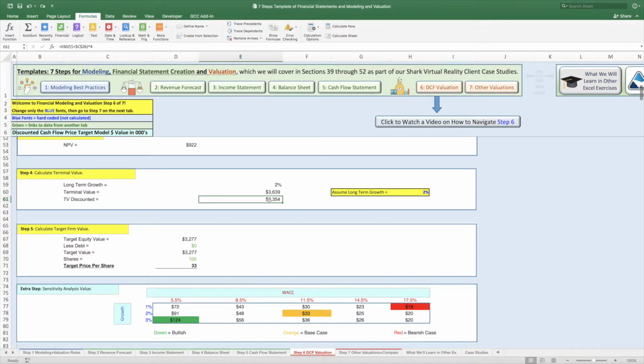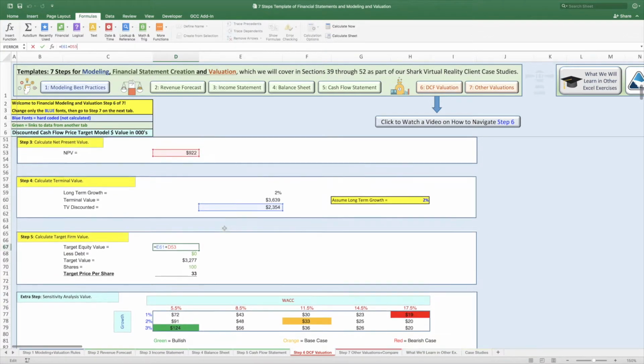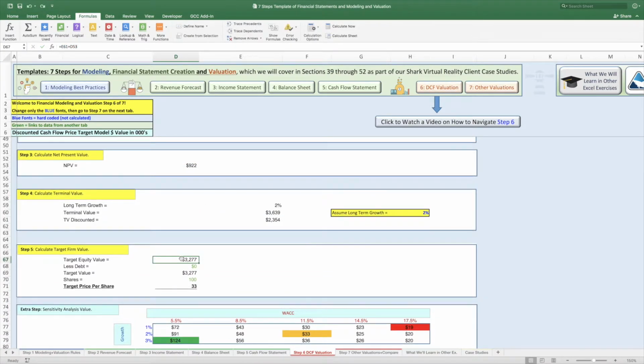There's too many independent variables, okay? All right, so we've got our target equity value, right? And I can double click and see where that came from. Okay, it's just that plus that. Let's say I don't want to double click. I can go to trace precedents. Okay, that plus that, remove arrows. Okay, good. Less debt. We don't have any debt, right? Then we get the target value. Okay, it's just that. Those two together, that minus that.